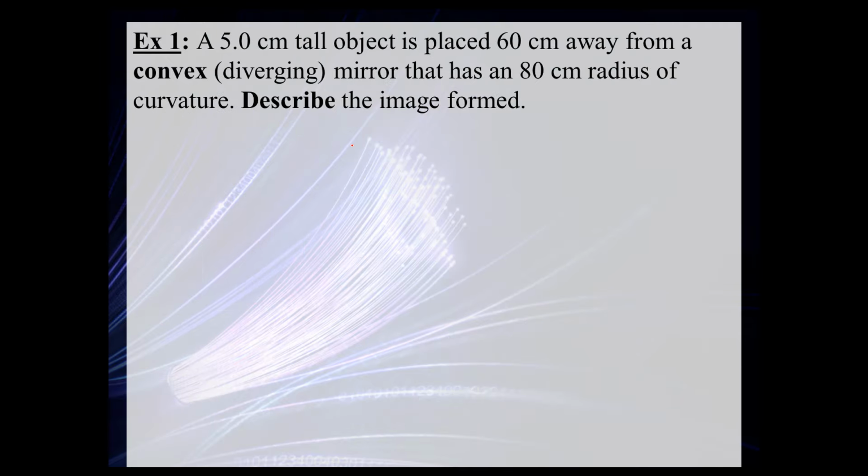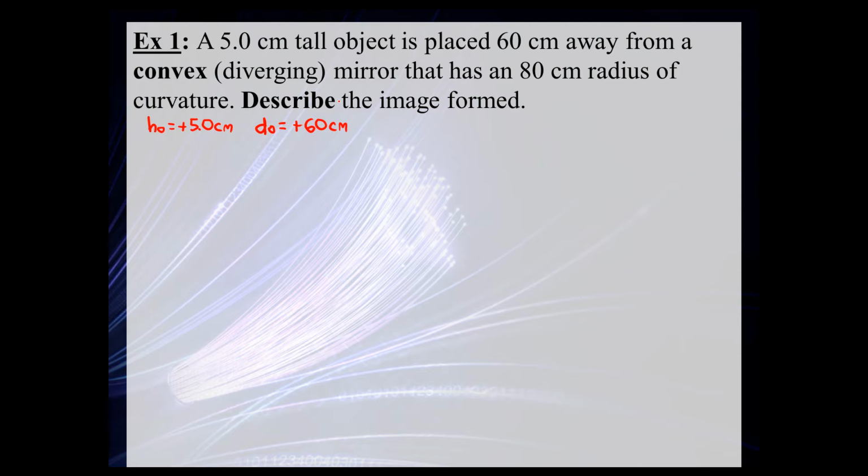All right, let's go through 3 examples. We're going to utilize these equations. Okay, so I have a 5 centimeter tall object. So that is the height of the object, so I'm going to call that ho. And the height of the object is always positive. It's placed 60 centimeters away from a convex mirror. So that's the distance of the object. And again, the distance of the object is always positive because your object is a real thing.